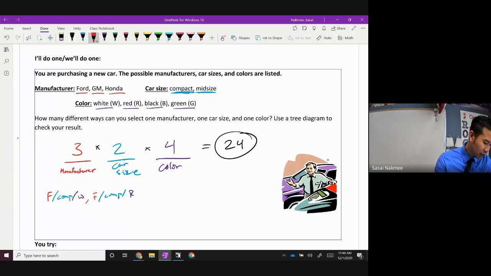And then you can do it again. You can get a Ford, compact, and you can get that in black with the color. And then you do it one last time. You get a Ford. Jeez, I don't actually want to do this, but you guys can. Compact, and the last color is green.